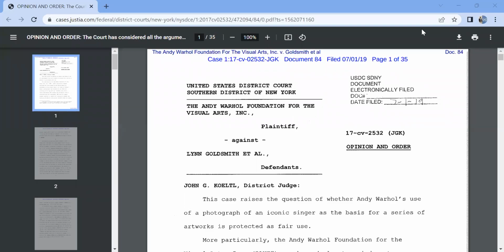Good afternoon, everybody. So today we're going to review a case before the United States District Court, Southern District of New York, between the Andy Warhol Foundation versus Lynn Goldsmith. So we can call it Warhol versus Goldsmith.